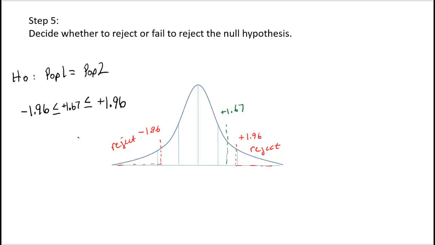So I have to test 2 equations. It's really easy. Is negative 1.96 less than or equal to positive 1.67? Well, the answer is yes. That checks out. The next step: is positive 1.67 less than or equal to positive 1.96? That is true. That means that we have 2 agreeing statements, which means we have an agreement with the null hypothesis. That means we fail to reject the null hypothesis.